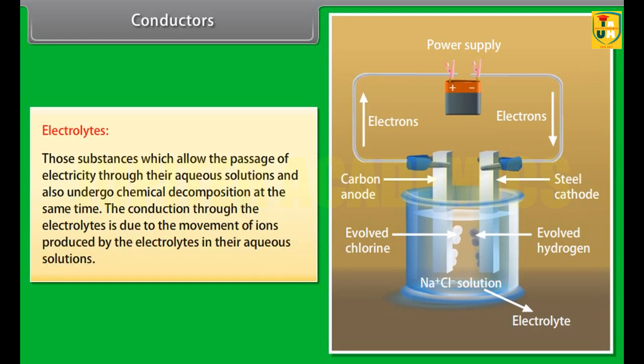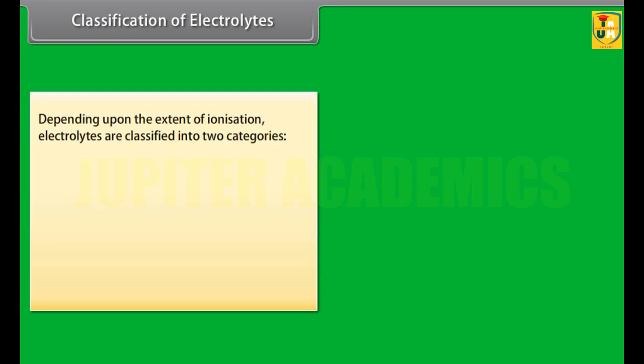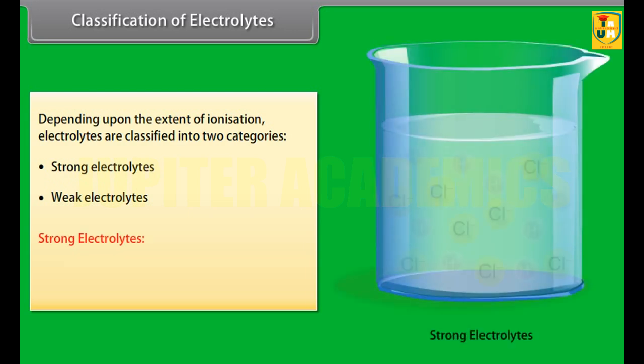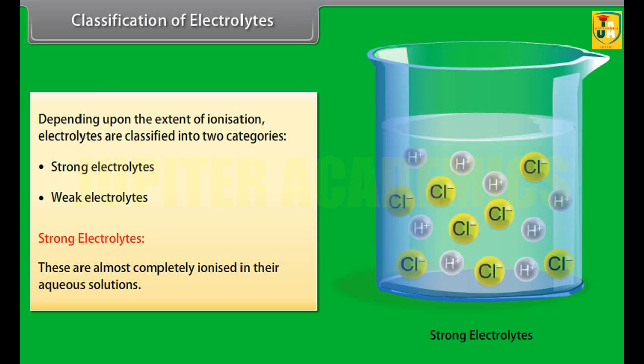Electrolytes. Those substances which allow the passage of electricity through their aqueous solutions and also undergo chemical decomposition at the same time. The conduction through the electrolytes is due to the movement of ions produced by the electrolytes in their aqueous solutions. For example, acid and base. Classification of electrolytes. Depending upon the extent of ionization, electrolytes are classified into two categories: strong electrolytes and weak electrolytes. Strong electrolytes are almost completely ionized in their aqueous solutions. For example, HCl, NaOH, and KCl.